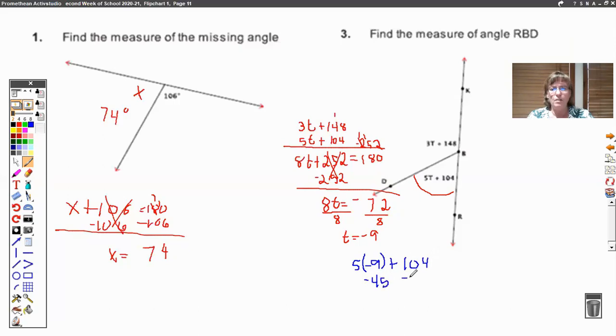And then I have a positive and a negative, so I know I'm just going to subtract here and keep the sign of the larger absolute value, which is positive. So I know my answer is going to be positive, and this is going to be a 9, and this is going to be a 5. So that I know that this measure right here is 59 degrees. And again, you just type in 59 for Get More Math.